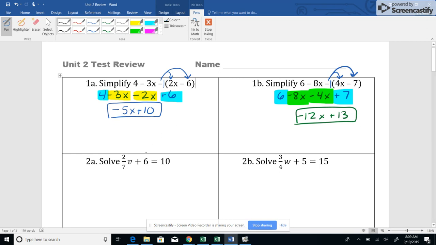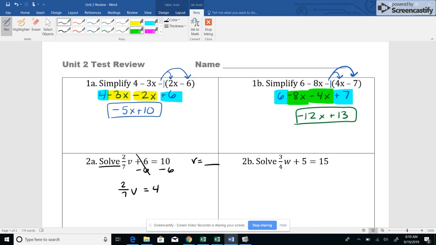Okay, next set. We are actually solving here. So my variable is v. That means my answer is going to look like v equals and then a number. So when I am solving equations, I'm really doing PEMDAS or order of operations backwards. So the first thing that I'm going to do is subtract 6x from both sides to isolate my term with my variable. And 10 minus 6 is 4.